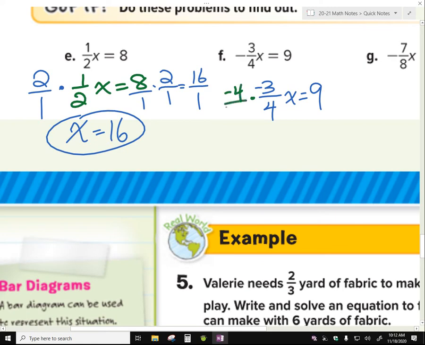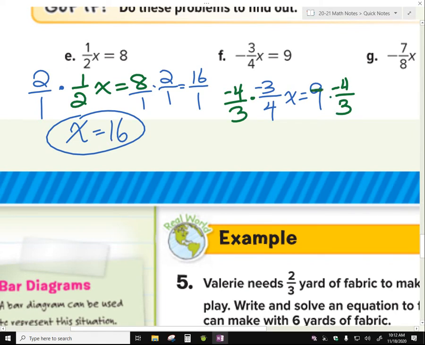Negative 4/3. Now, I like to keep the negative in the numerator because, as we all know, if you divide a positive number by a negative number, the quotient is negative. Remember, a quotient is the answer to a division problem. Times negative 4/3.